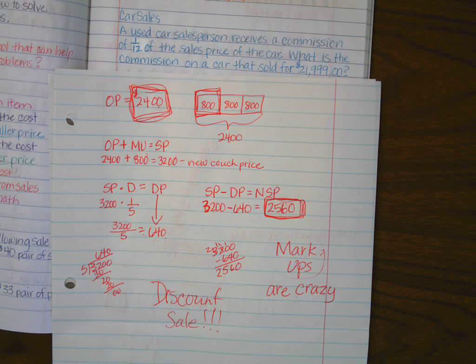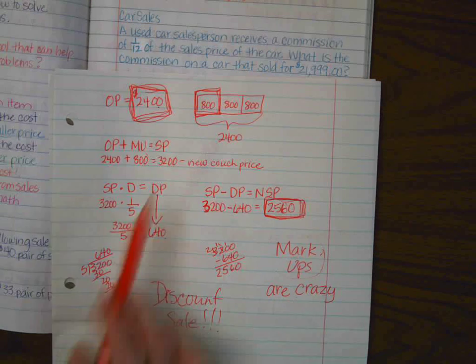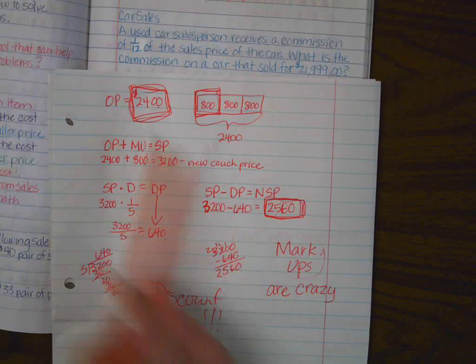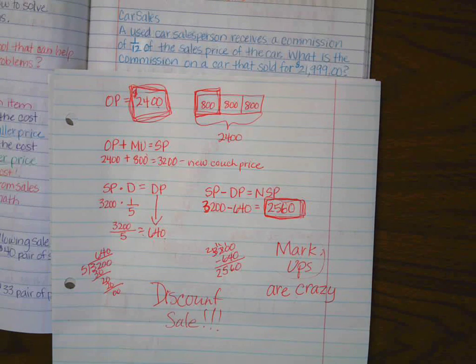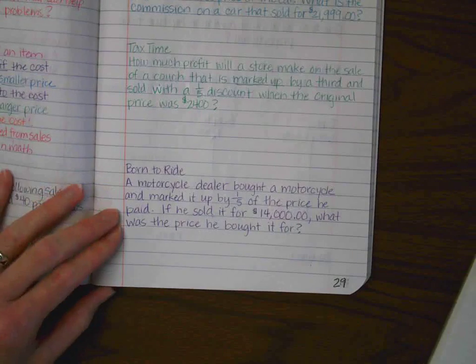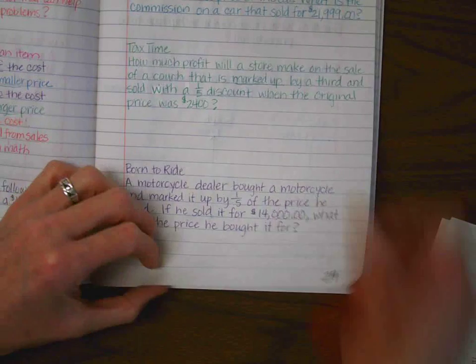Whenever they're saying that things are on sale, they're not really on sale, because they mark them up first, then they give you the discount, and the price that you pay is still more than the original price. I know, it's crazy, but that's how stores make money.